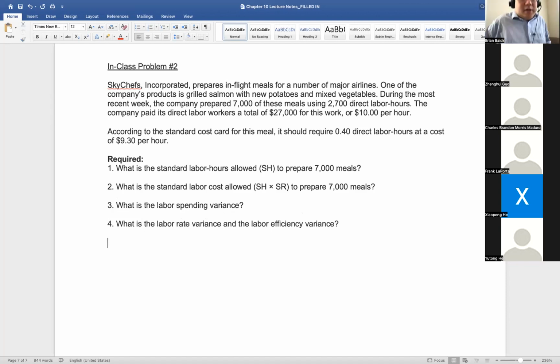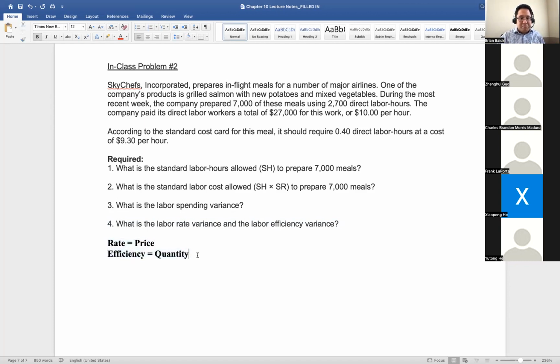Okay, all right, let's take a look at this problem here. Here they use some different terminology. They say rate and efficiency, okay? So rate means price, same thing, and efficiency means quantity. Okay, so that was in the notes.